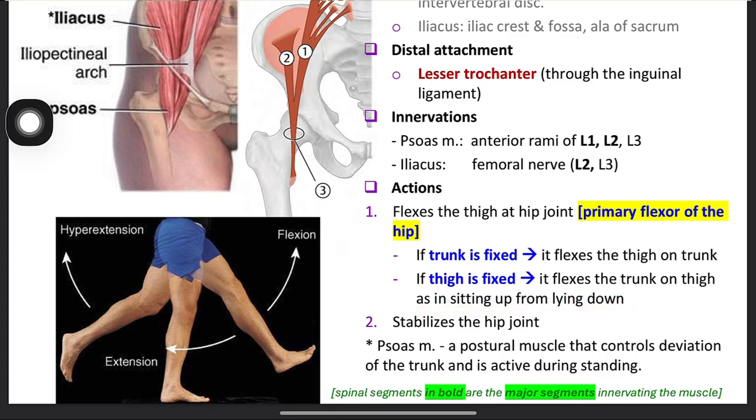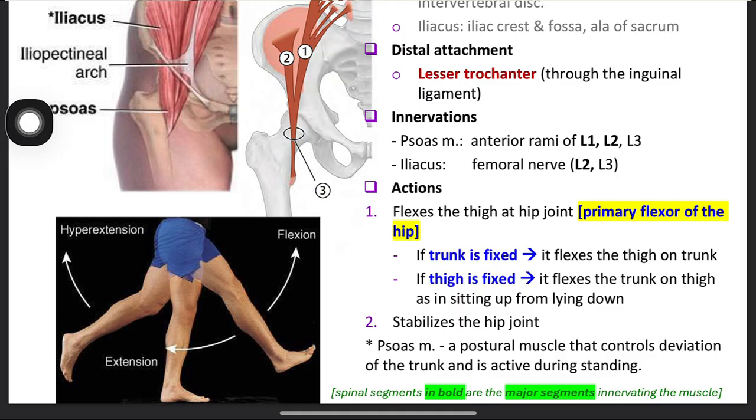So when you keep your trunk fixed and then you use the iliopsoas, when you're lying down and you have to bend yourself up like when you hear the alarm. So that one is you fix the thigh and then you work on the trunk. You flex the trunk like you're doing a sit up. I hope I can do the demonstration next year. No way this year I can't do that, okay.